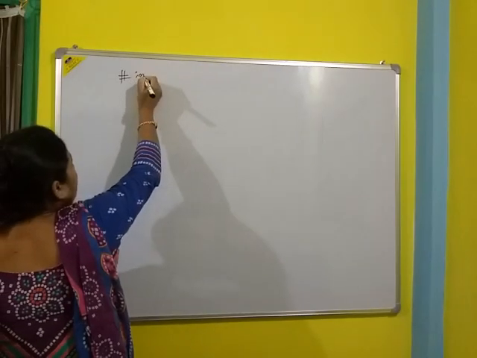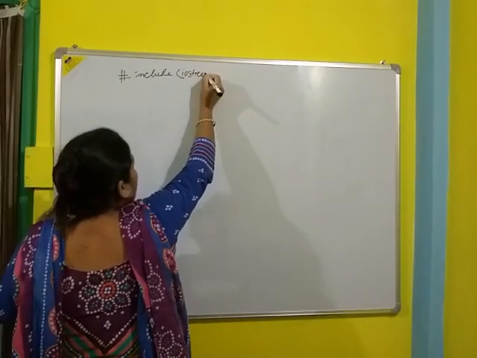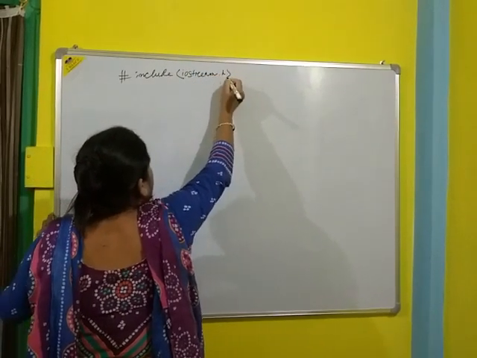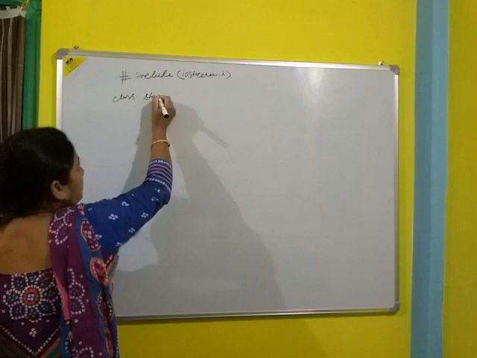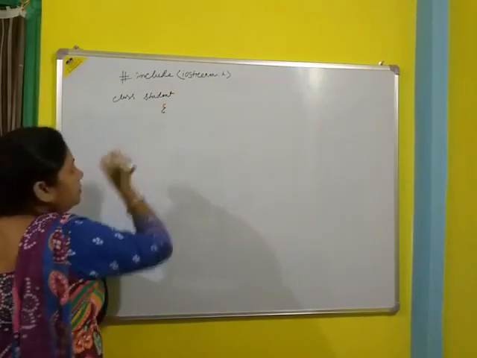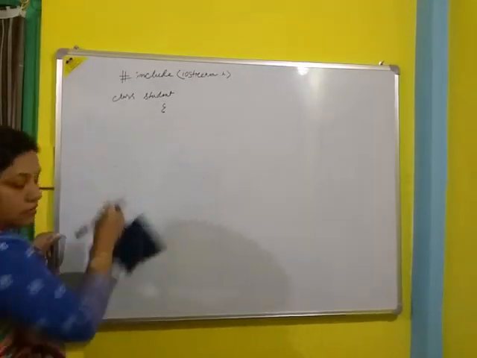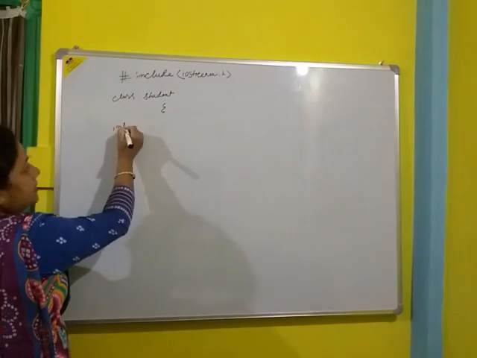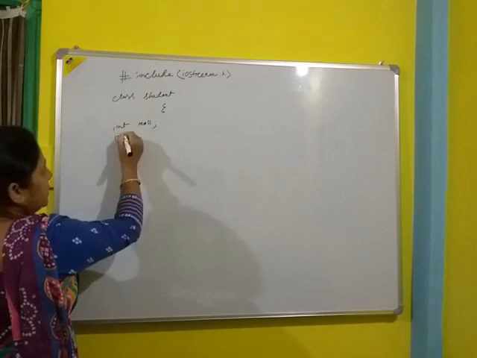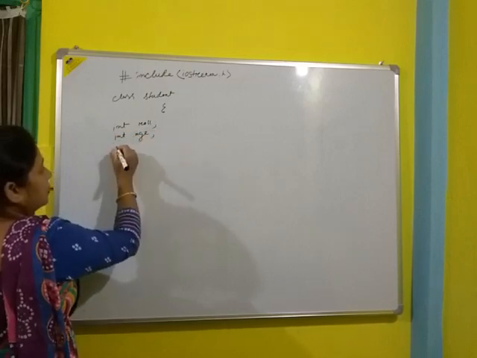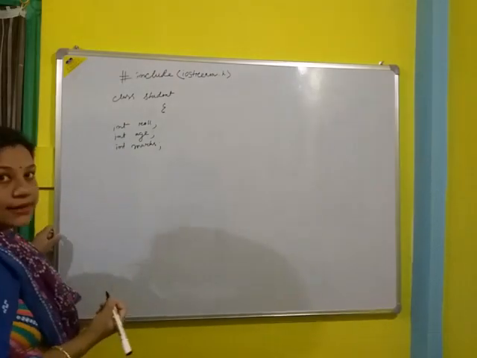#include <iostream.h>. class student begin. integer roll, integer age, integer marks. Okay, these are the data members.